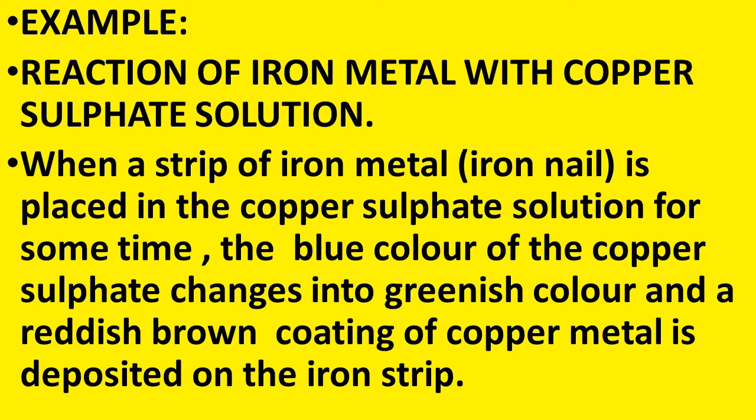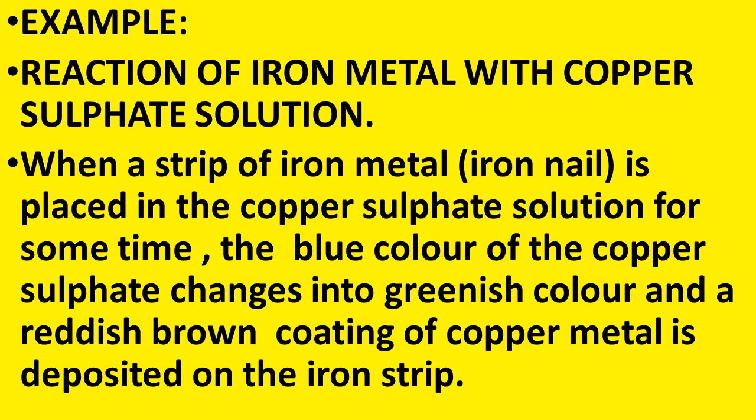The reaction of iron metal with copper sulfate solution. When a strip of iron metal or an iron nail is placed in the copper sulfate solution for some time, the blue color of the copper sulfate changes into greenish color and a reddish brown coating of copper metal is deposited on the iron strip. To understand the displacement reaction, we can take the example of the reaction between iron metal and copper sulfate solution.